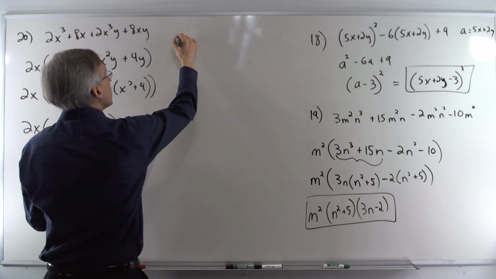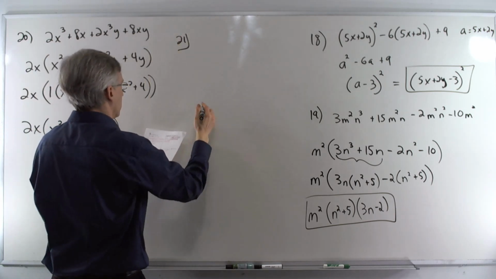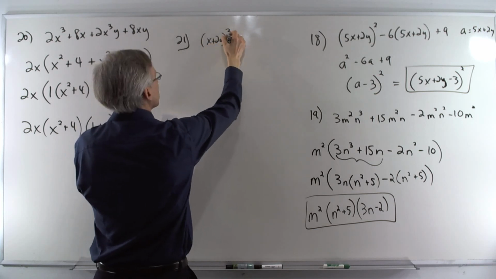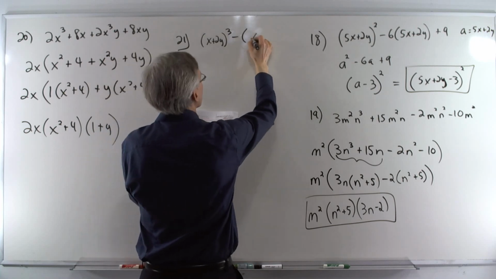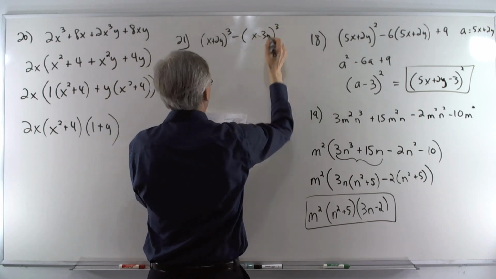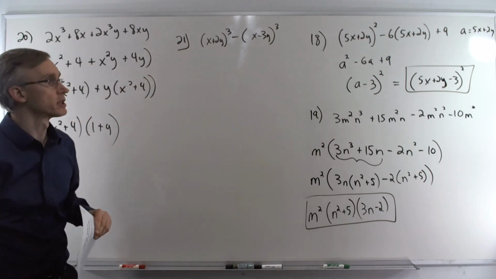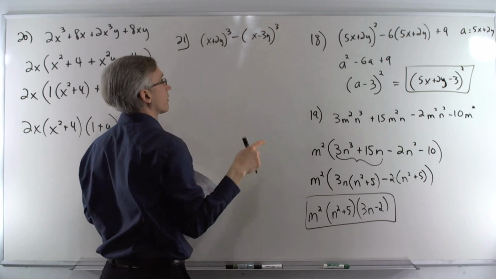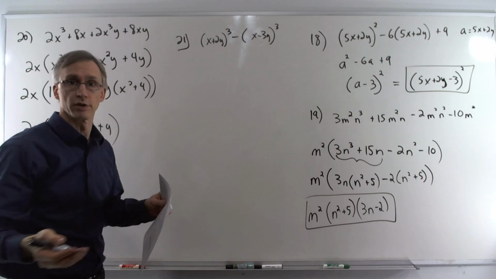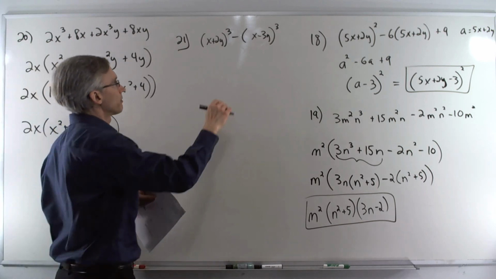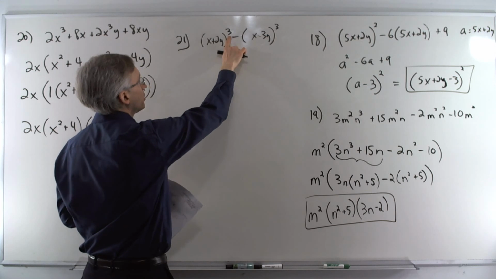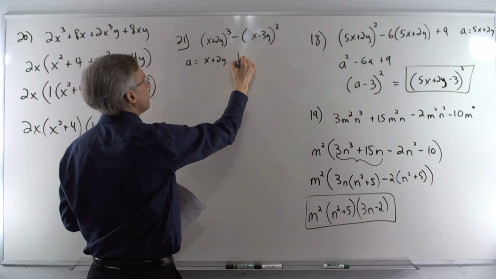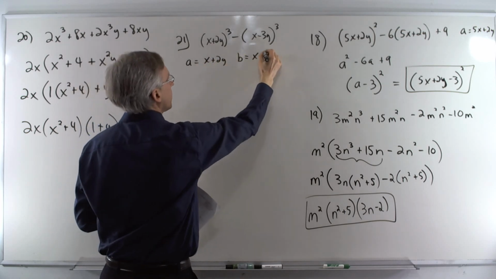Last one, number 21. All right, this one looks a little different until we realize that we've got something to the third power here and the third power here, making those perfect cubes. We have subtraction in the middle, so difference of cubes. Now, the nice thing about having things to the third power, when we take the third root, we just get what's inside the parentheses. So A is just x plus 2y, and B is x minus 3y.